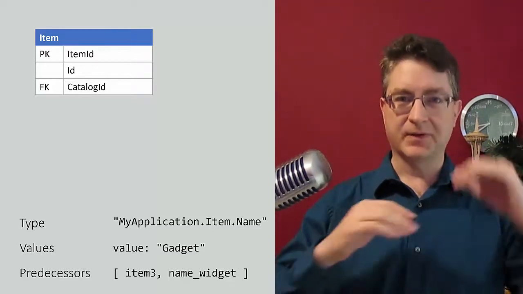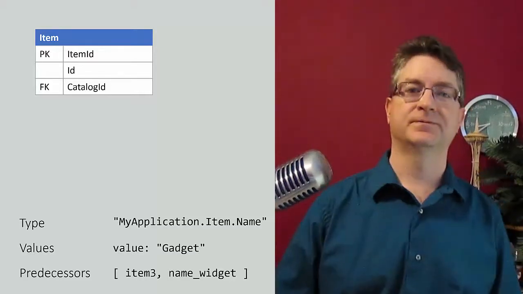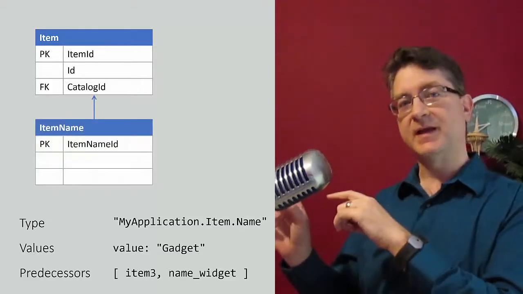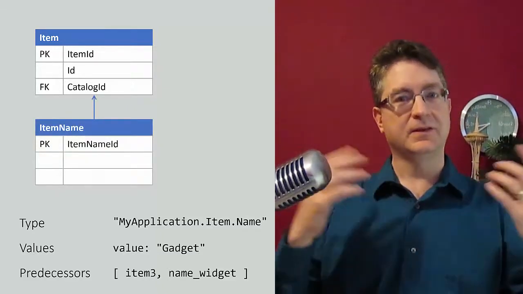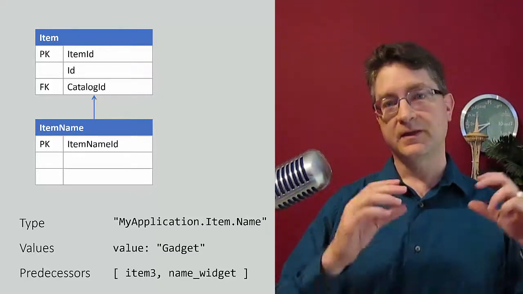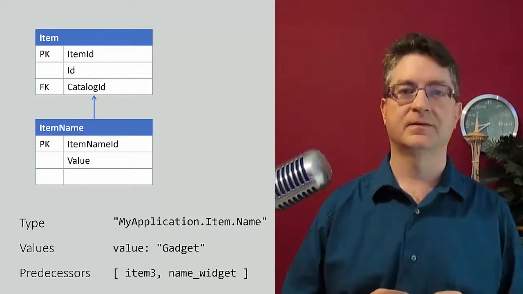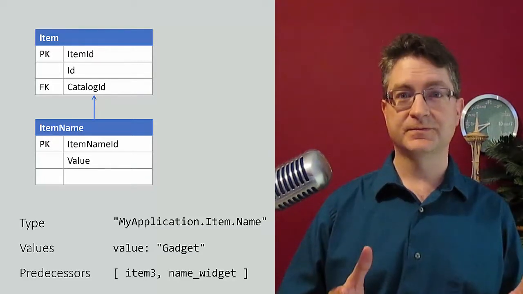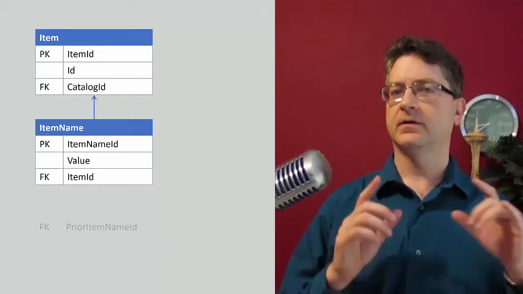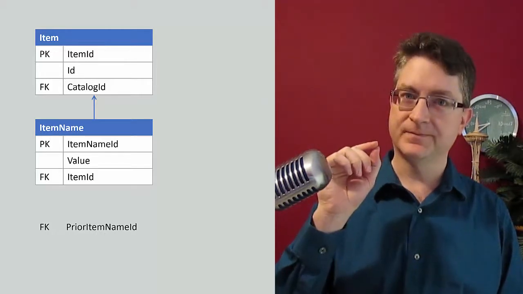So let's map these 3 items, these 3 attributes, into my database structure. So the type maps to a new database table, which is carrying the item names. So item name is the table. And then the values map to columns. And so in here, I've got the column value. And then the predecessors, that includes the foreign key to the item and the foreign key to the previous item name, the one that set it to widget.